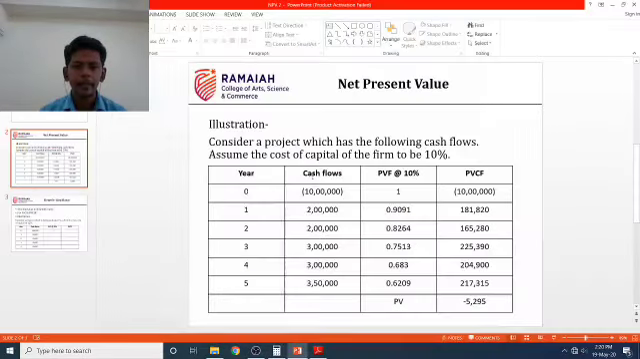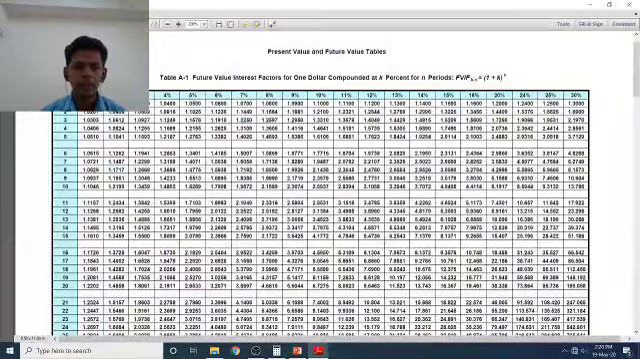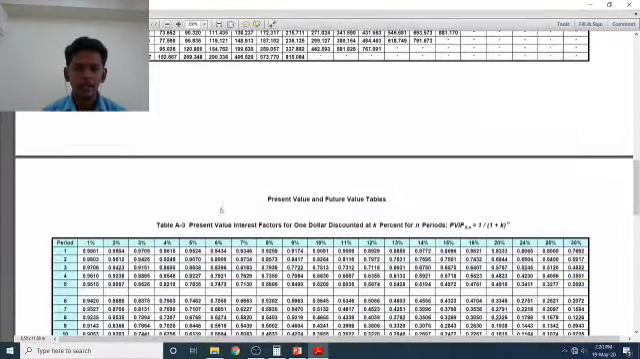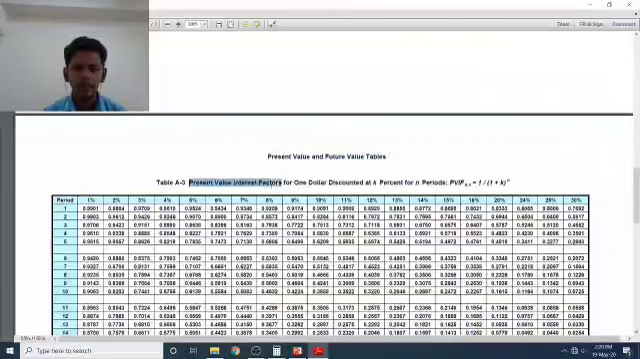So what are we trying to calculate? We need the present value factor at the rate of 10%, correct? So go to the present value table. This is future value, correct? This is also future value of annuity. This is the present value of interest factor. This is the table you need to see, right? Present value interest factors.